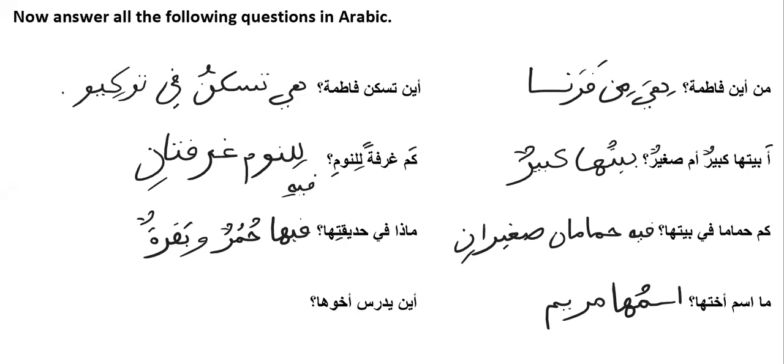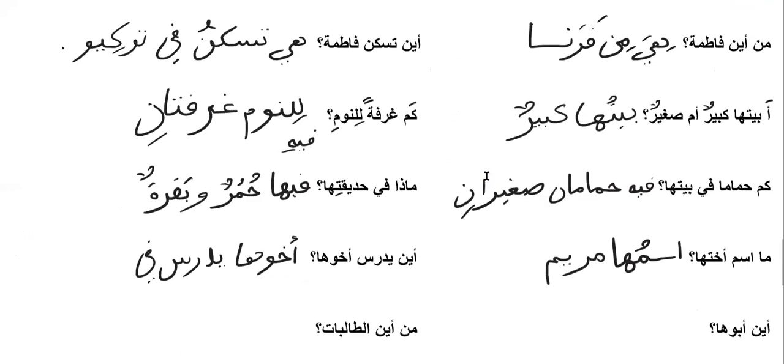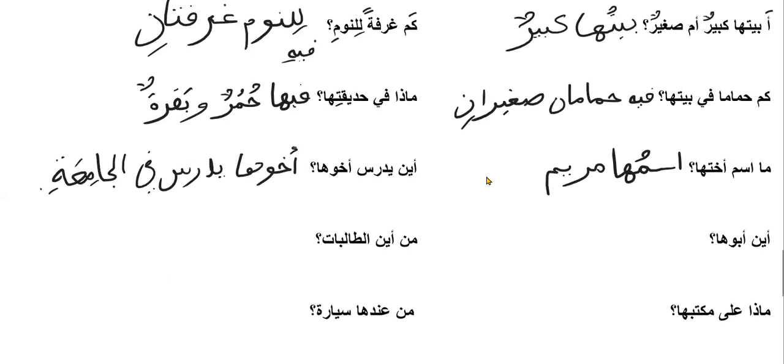نعم. عبيد. أين يدرس أخوها؟ Say أخوها يدرس. أخوها يدرس في المدرسة في المدينة. So, هذا أخي الكبير اسمه سعد وهو طالب بالجامعة. So أخوها يدرس في جامعة. في الجامعة. نعم في الجامعة. نعم.